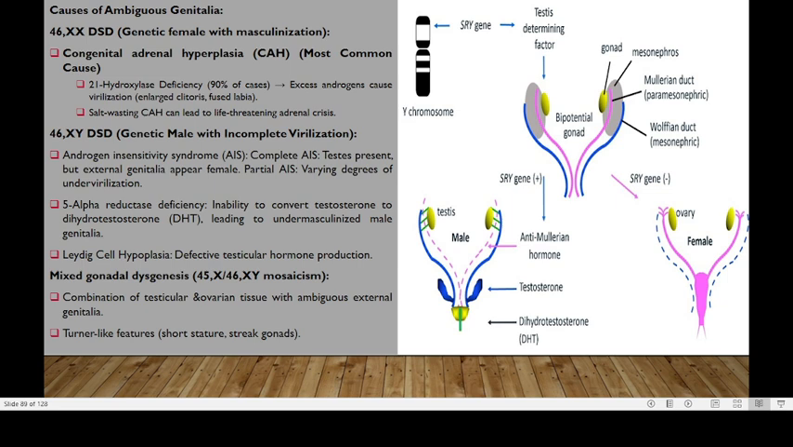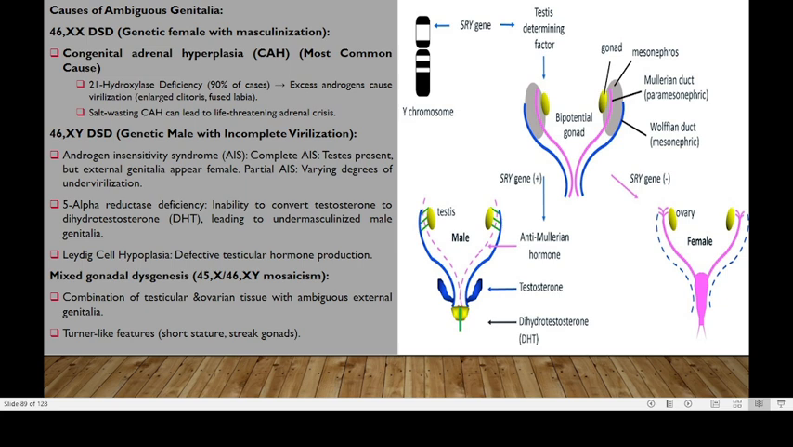So we have several causes of ambiguous genitalia. We could have the 46 chromosome XX, where this is the genetic female with masculinization. So we have congenital adrenal hyperplasia as the most common cause. So we have deficiency of the 21-hydroxylase enzyme in 90% of cases.